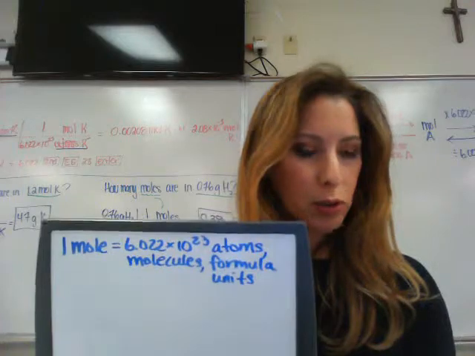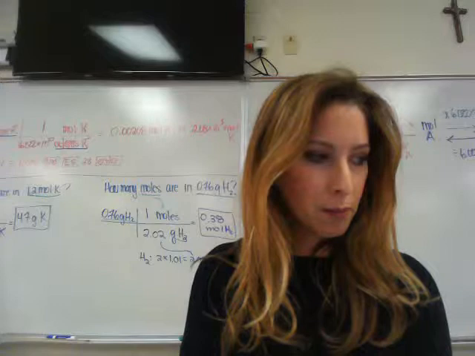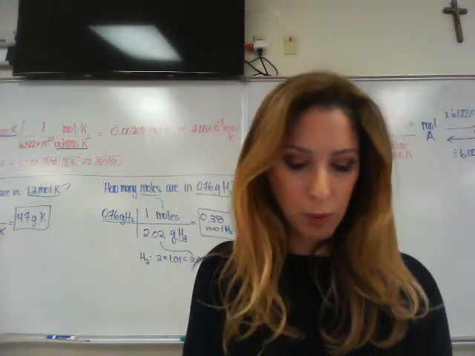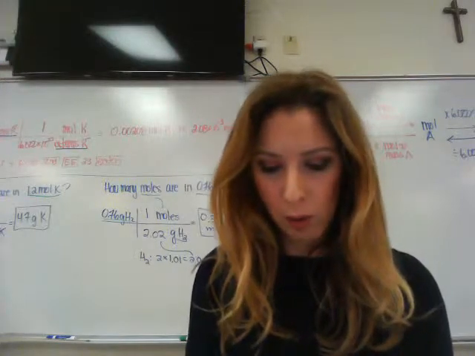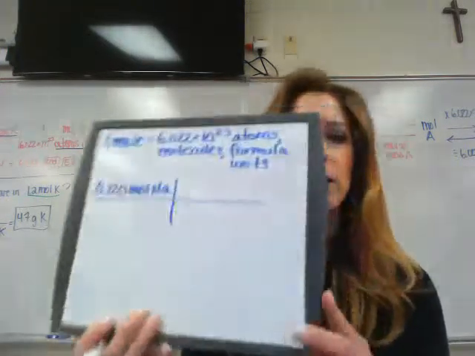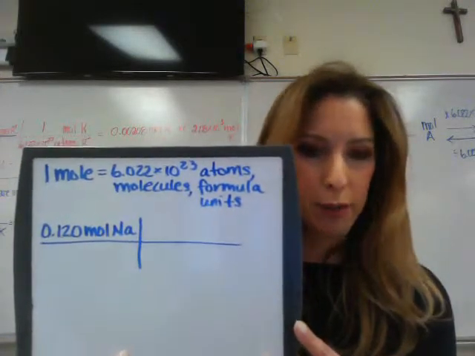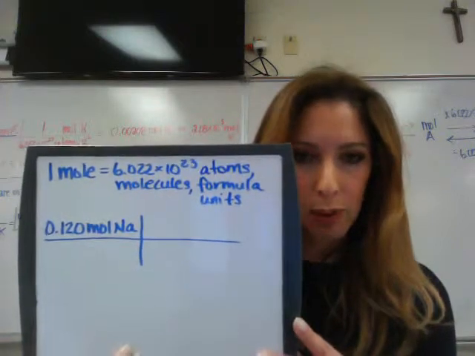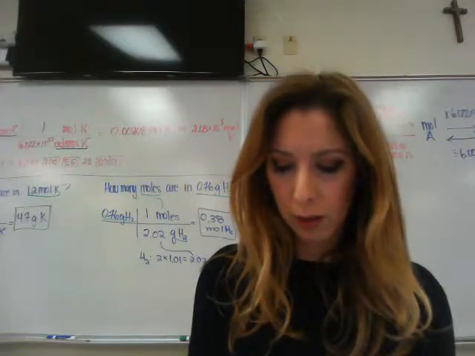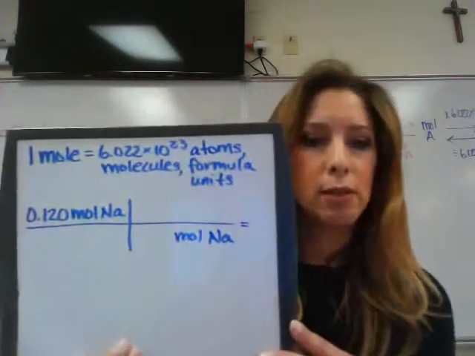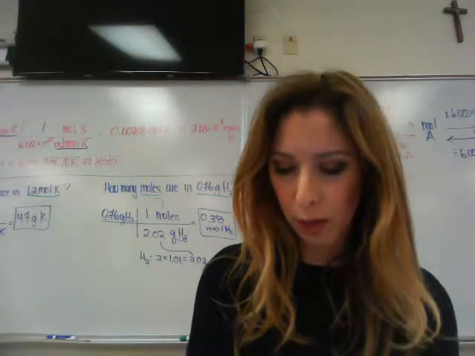So if you take a look at student exercise number 4, it says calculate the number of sodium atoms in 0.120 moles of sodium. So what I want you to do is set up the problem like this. 0.120 moles of sodium is in the upper left-hand corner. Whatever unit you begin with, it follows you onto the diagonal. So moles of sodium is going to get written down on the diagonal.